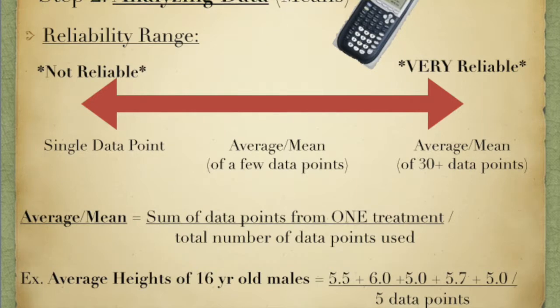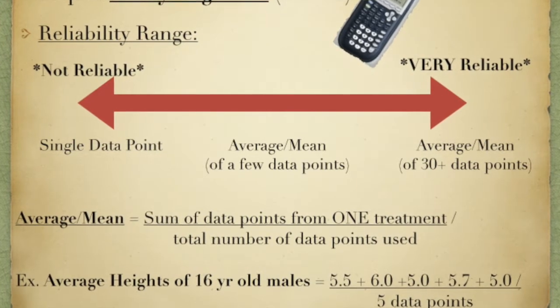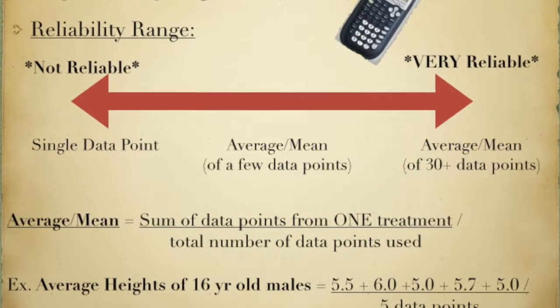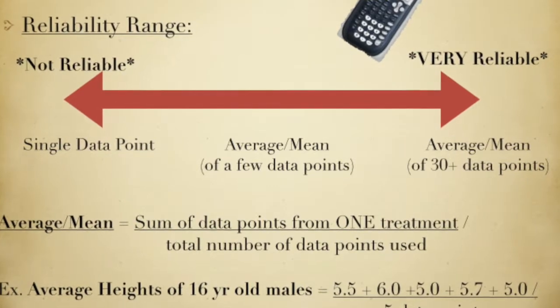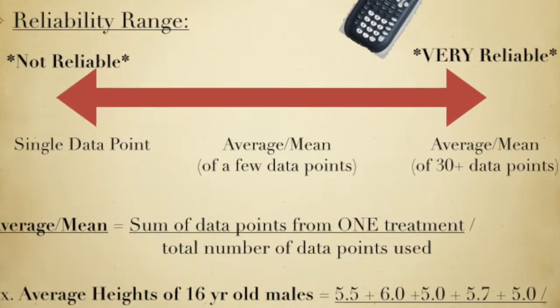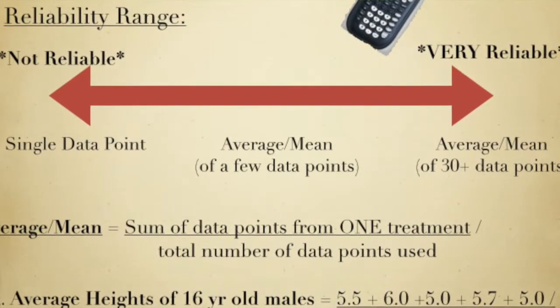Now, I have this reliability range that I made up. If you only have 1 or a few data points like we do, we only have 5, then our average, our mean, is not really reliable. To be more reliable, we would have more data points. And again, if you have 30 or more, then you're on the good side, which is very reliable. So you have your mean.